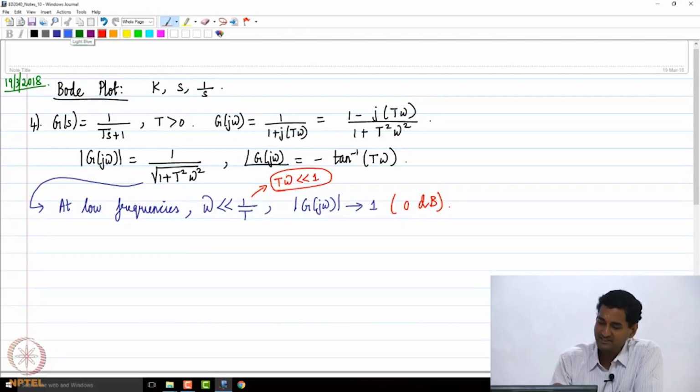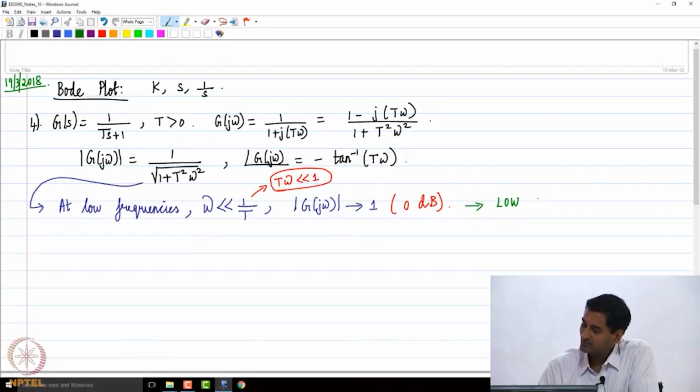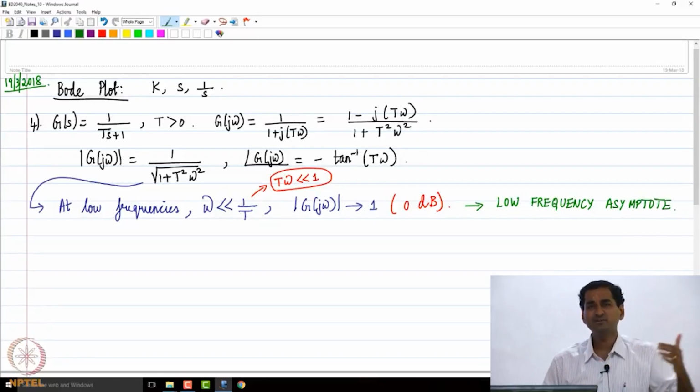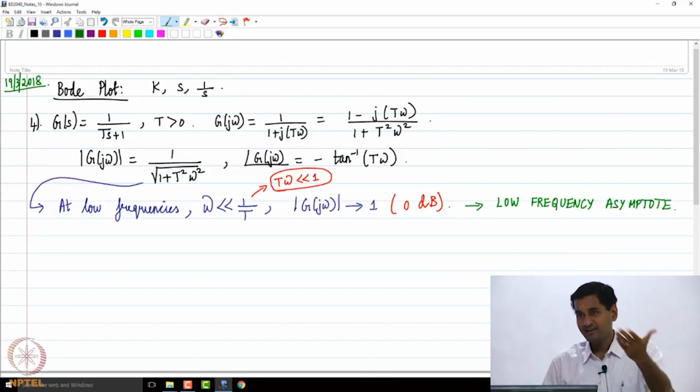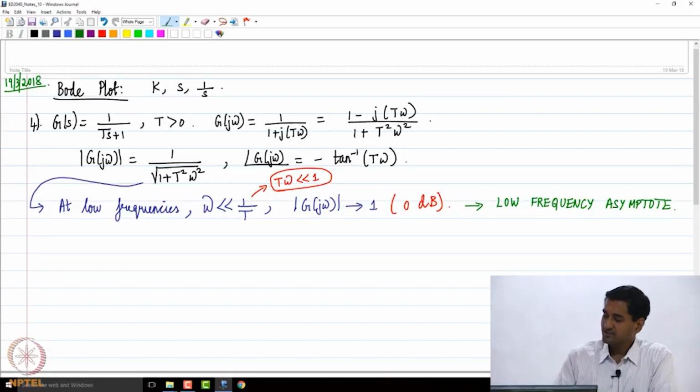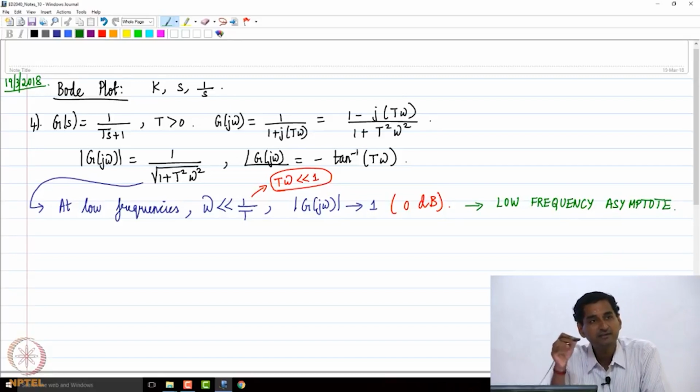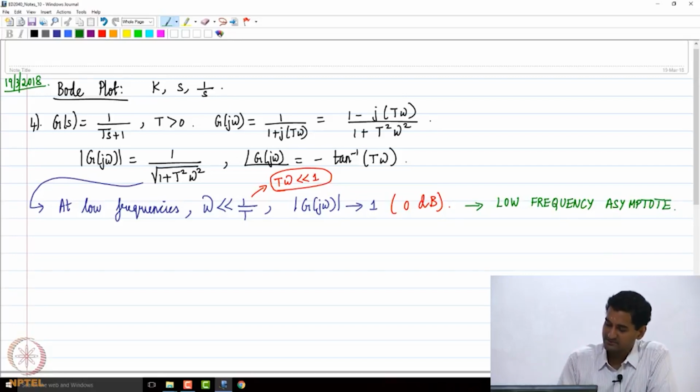So for this reason, this particular value or locus is going to be denoted as the low frequency asymptote, okay? So this is what is called a low frequency asymptote. Why is it called that? Because it tends to this value as omega is very, very small at low frequencies, right? So that's why the 0 decibel line in the magnitude plot is called the low frequency asymptote.